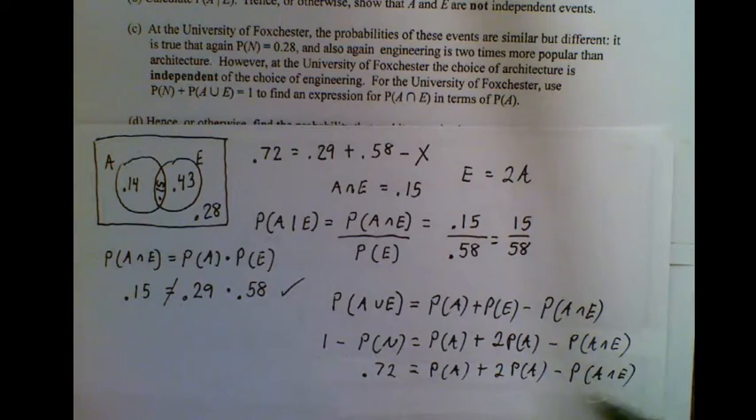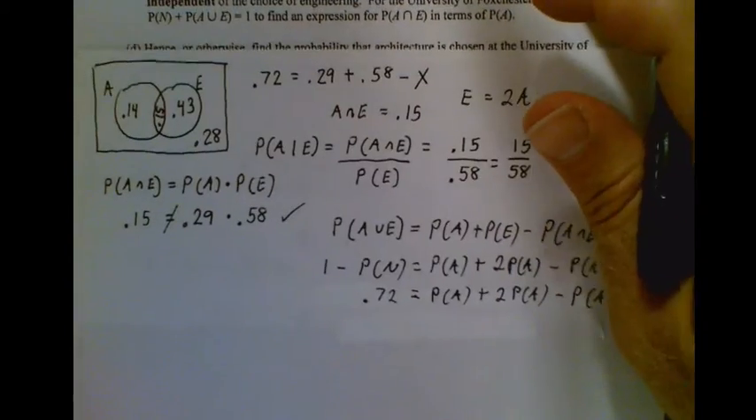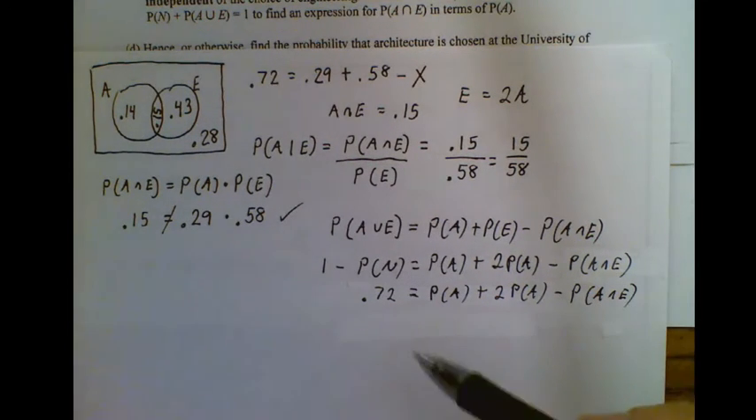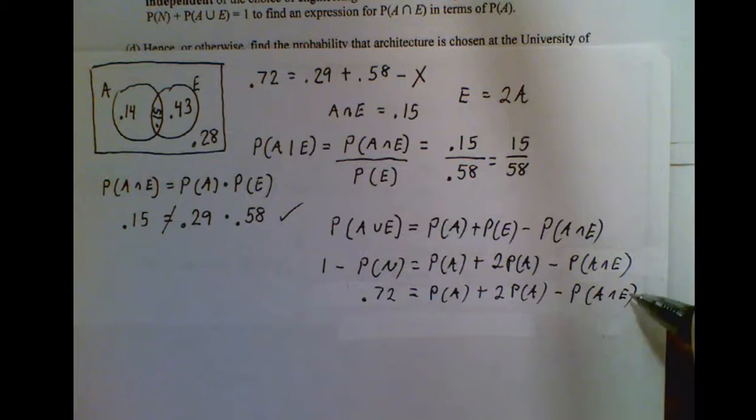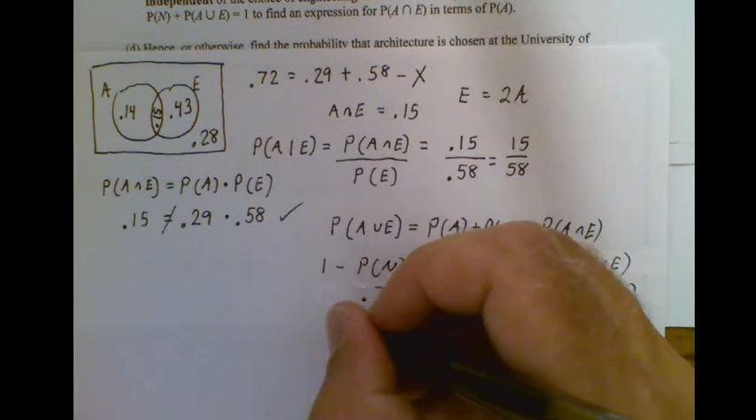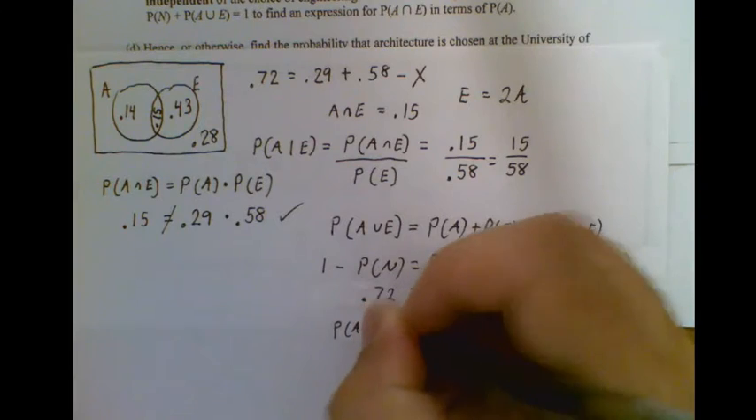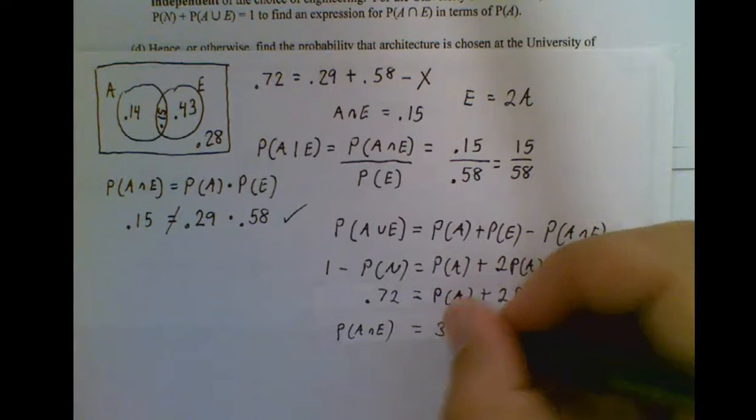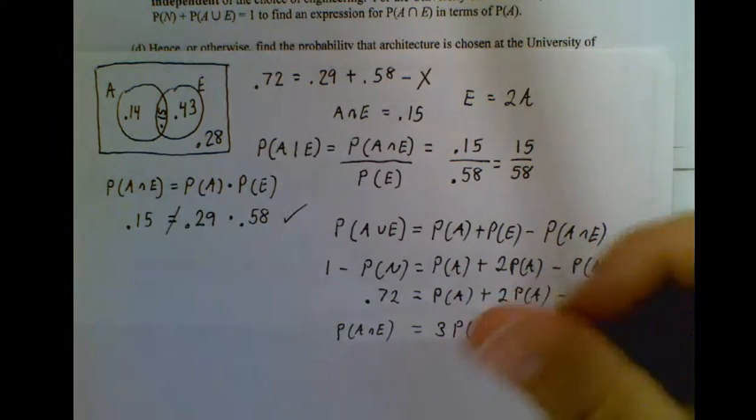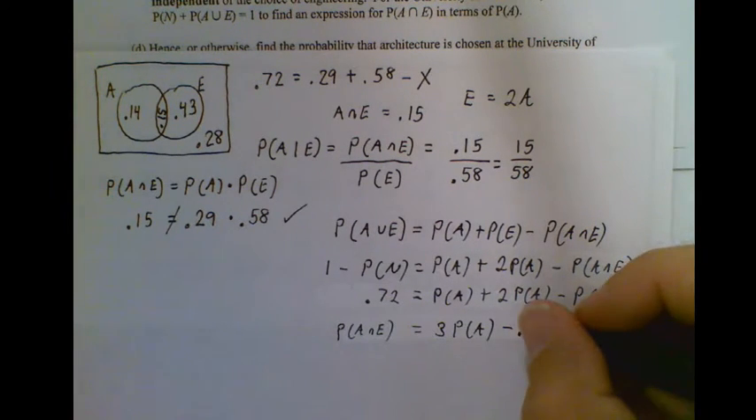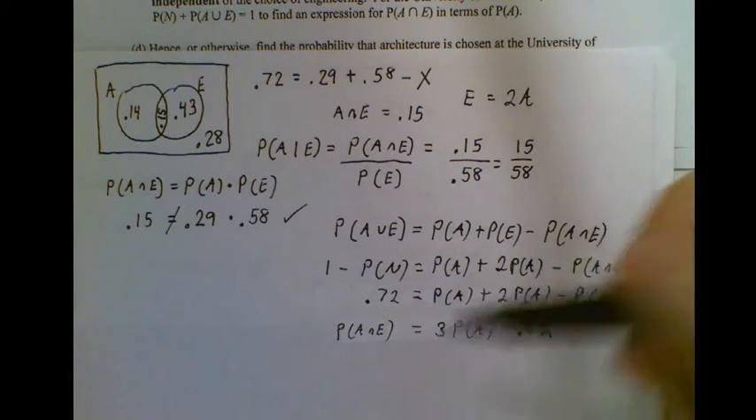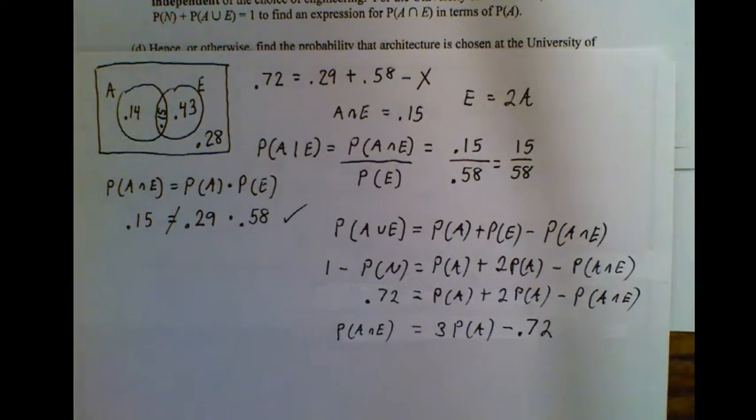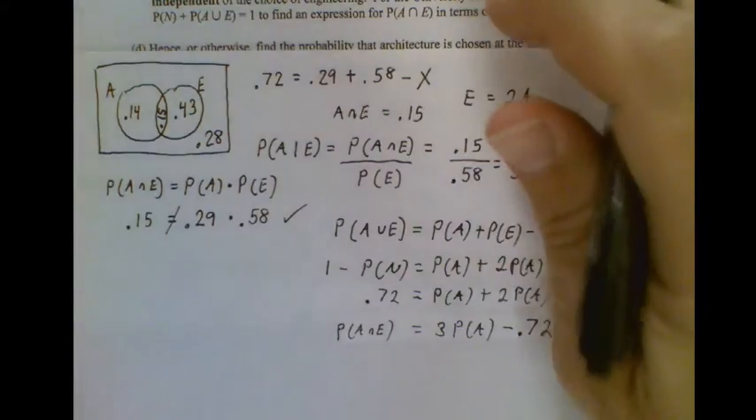Okay, so I want to get him by himself because he's got the negative in front of him. I am going to choose to move this guy over to the left so I can add him over and get rid of that negative sign. At the same time, I'm going to subtract him over to the right, so I'm going to do a few things in one step here. So probability of A and E is going over to the left. A plus 2A is 3A. And I'm going to subtract that 0.72 over to this side. And there we go. We have our expression for A and E solely in terms of A. There's no E on this side. So we took care of that.